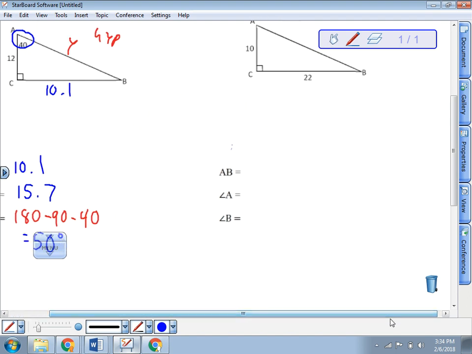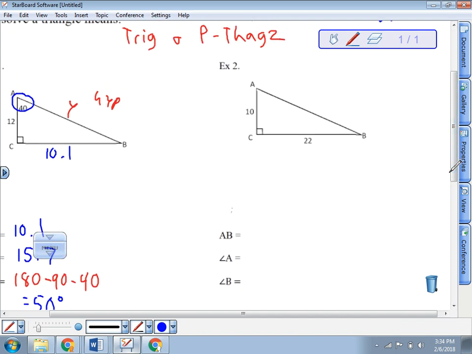Let's take a look at one more example. Now we need to find AB. We know two of the sides, so let's find the third side using the Pythagorean theorem. I'm going to call this side x. 10 squared plus 22 squared equals x squared. Remember, leg squared plus leg squared always equals hypotenuse squared. That gives 100 plus 484 equals x squared. Taking the square root of each side, AB is approximately 24.2. So now we know x is 24.2.